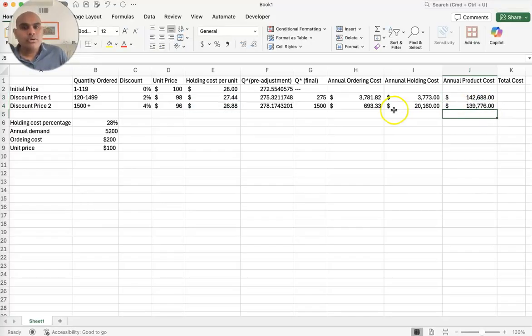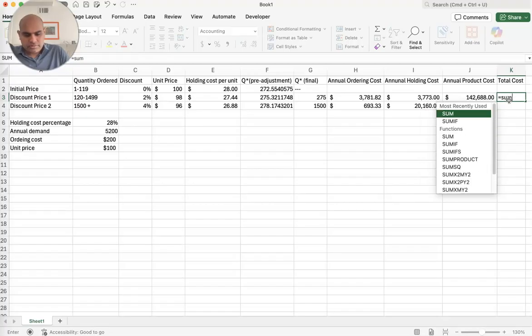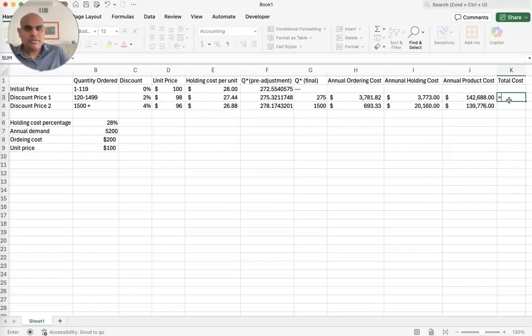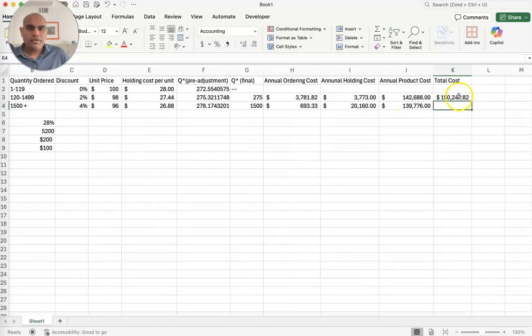Now, I want you to notice that the holding and ordering cost will always be way less than the product cost. So any savings you can make in the product cost will have a much larger impact than the other costs. But let's see if this difference offsets this difference. The total cost is the sum of these numbers. I'm just going to say sum, and we can add these numbers together, which is plus that, right? Okay, 150 point something, and there you go.